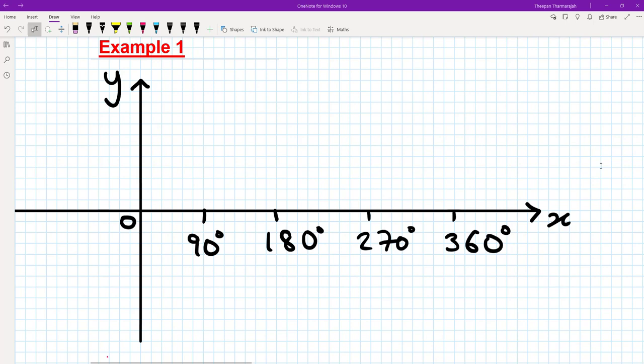One of the other graphs that you need to know is the graph of tan x. So what is special about this graph? It has something called asymptotes, and they're basically boundaries of the graph. And it has an asymptote at 90 degrees, this dotted line, it's called an asymptote, and an asymptote again at 270.